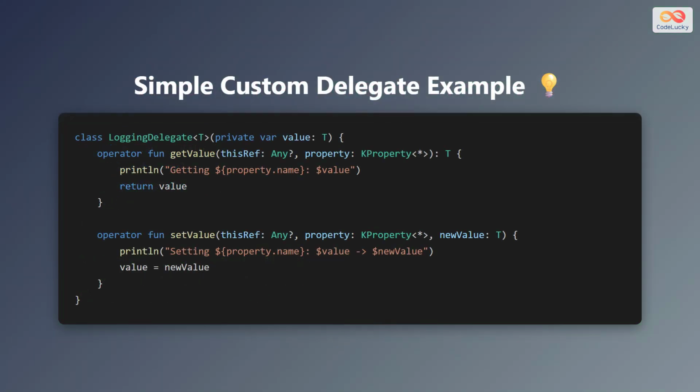Here's a simple example of a custom delegate. The logging delegate class is generic and takes an initial value. It implements both the getValue and setValue operator functions. In getValue, it prints a message showing which property is being accessed and what its current value is, then returns that value. In setValue, it prints a message showing the property name and how the value is changing from the old value to the new value, then updates the stored value. This delegate can be reused for any type of property, making it very flexible.